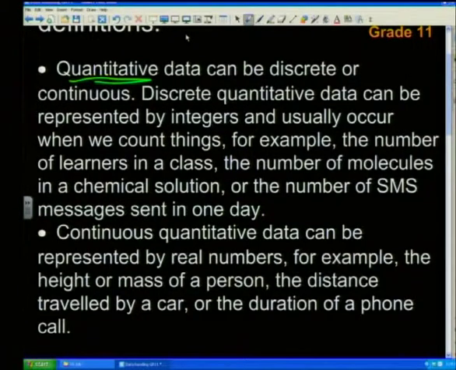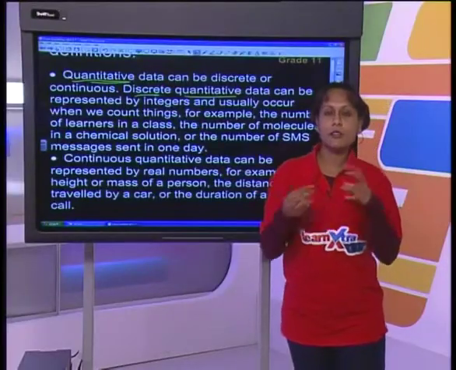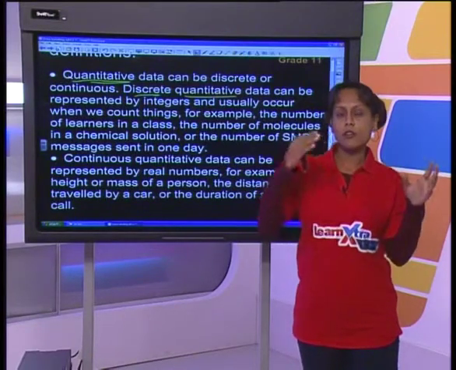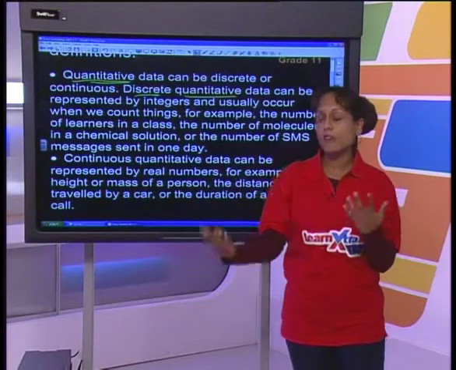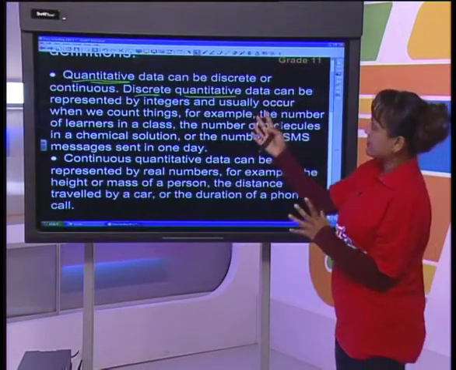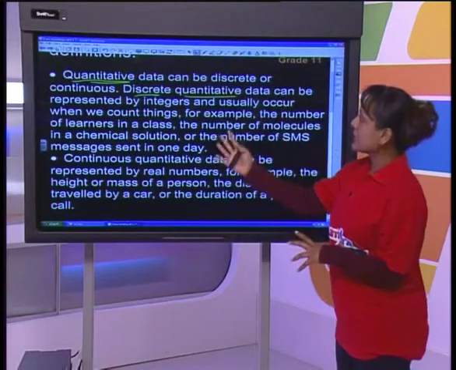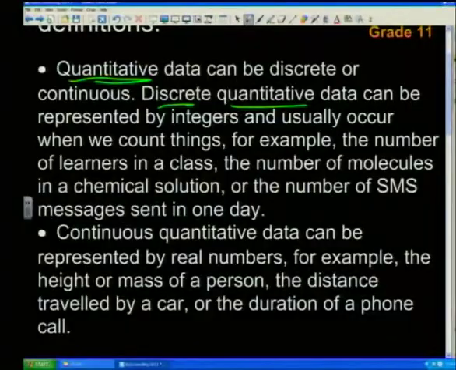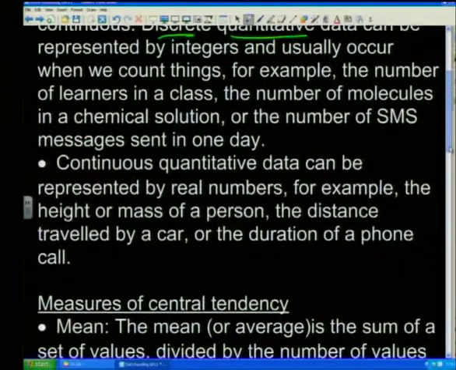Now with discrete quantitative data, what we're talking about here is values that can be represented by integers. So for example, if we're looking at the number of pupils in your class, those are integer values. You're not going to get like 1,2 pupils. You're going to only have whole number values. So discrete quantitative data is things that are represented numerically as integers, like the number of pupils in the class, the number of molecules in a chemical solution, or the number of SMSs you send per day, anything that involves integer values.